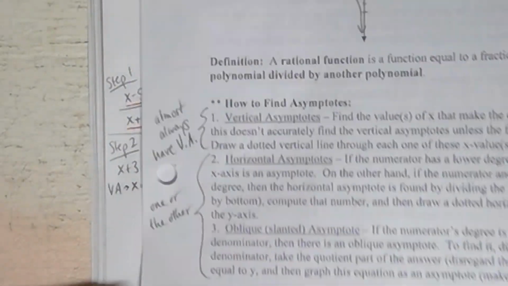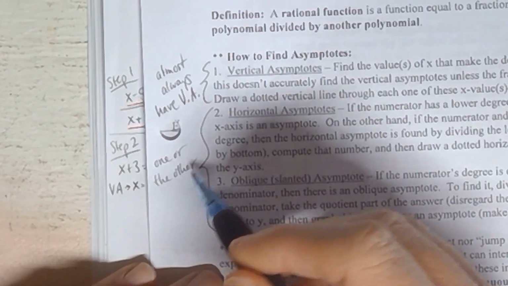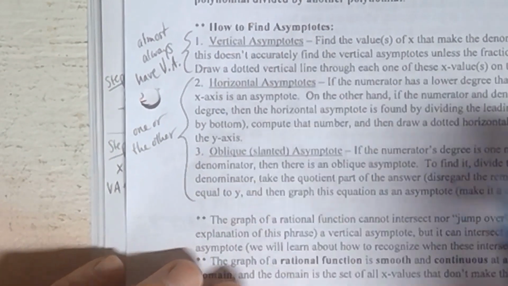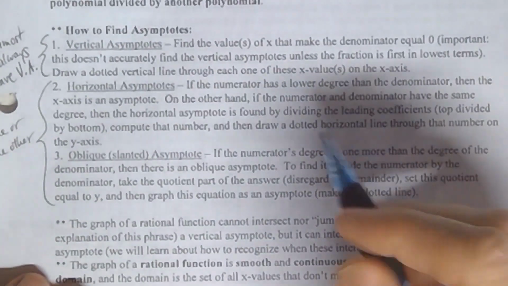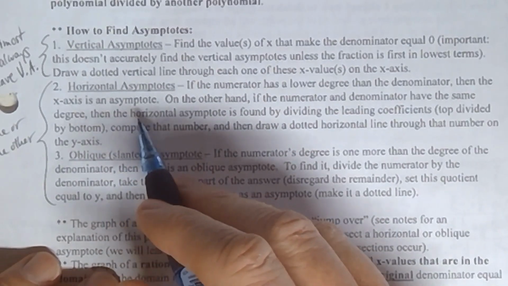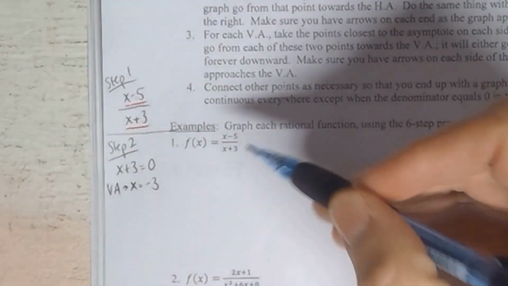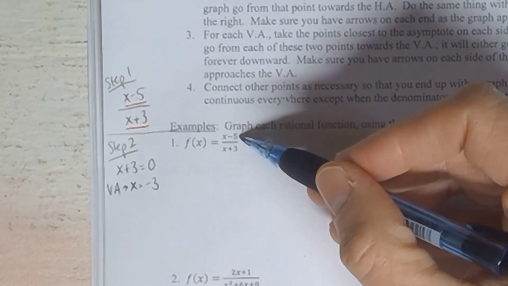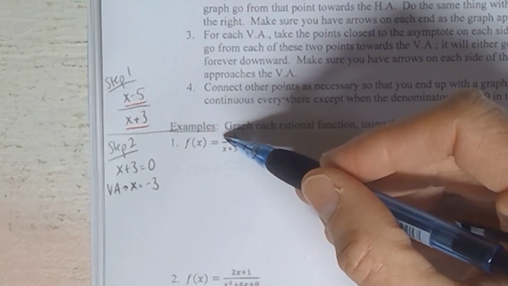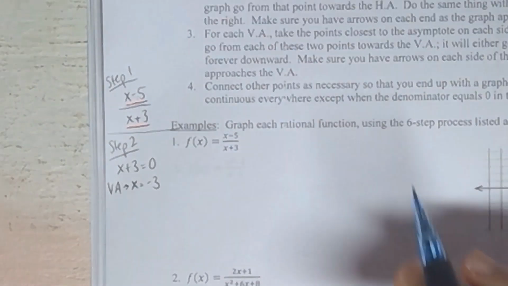Now remember, okay, it says that it's going to be one or the other, right? Okay, here's how you know. It says if the numerator has a lower degree than the denominator, then the x-axis is an asymptote. Okay, let's back up here. Is that the case here? Notice that this is a degree 1 polynomial up here, okay? Because you got a degree 1 term and a degree 0 term.